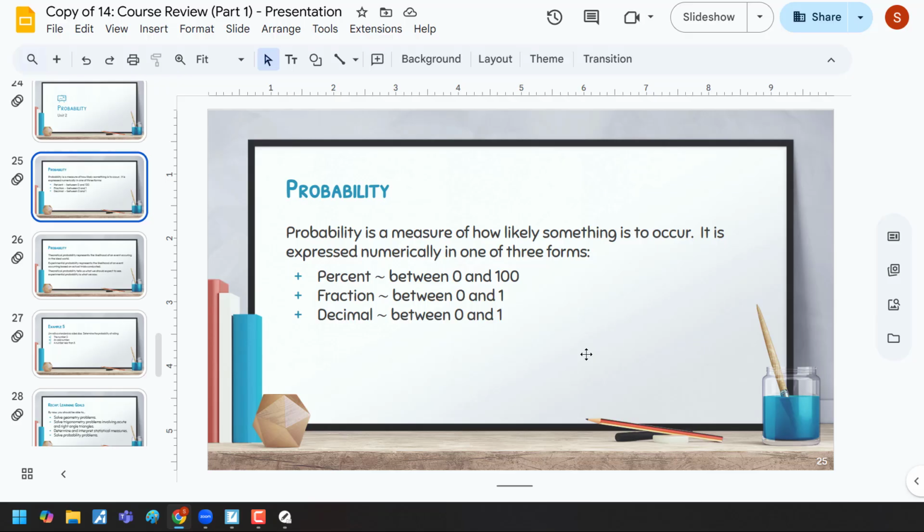Then we have a fraction between 0 and 1. So you can have 1/2, 1/3, 1/4, 1/10, 1/100, 1/1000, whatever fraction, as long as it's between 0 and 1. And then the decimal between 0 and 1. So 0.1, 0.153, 0.282, 0.08, 0.92. Decimal, right? Between 0 and 1. Easy stuff.